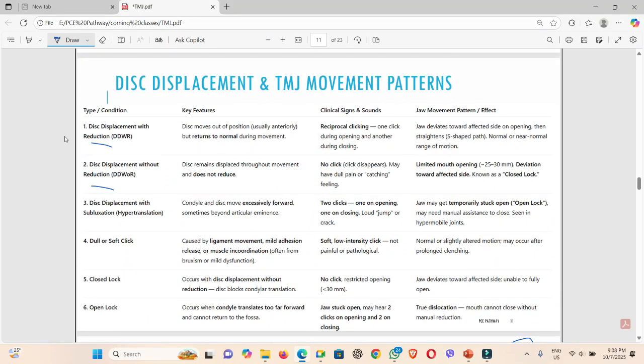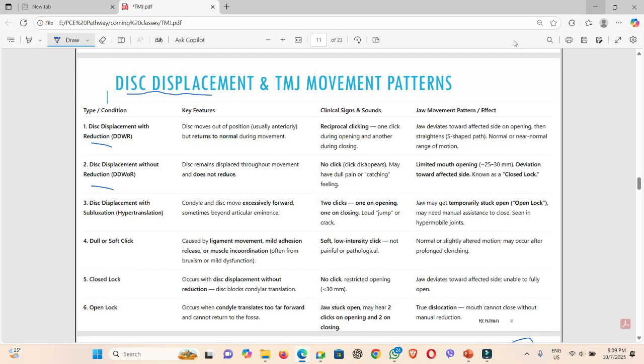So if you understood what I just said, now let's see what the conditions are if there's a disc displacement. Usually the disc is displaced anteriorly. Now, the first condition is disc displacement with reduction. Now the disc moves out of its position, usually anteriorly, but returns to normal during movement.